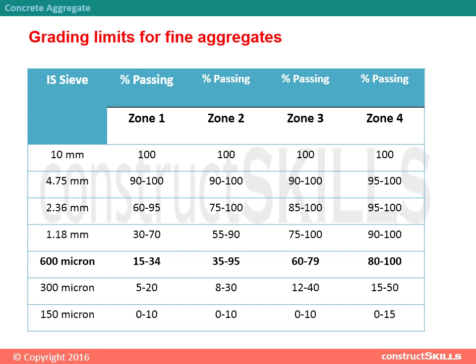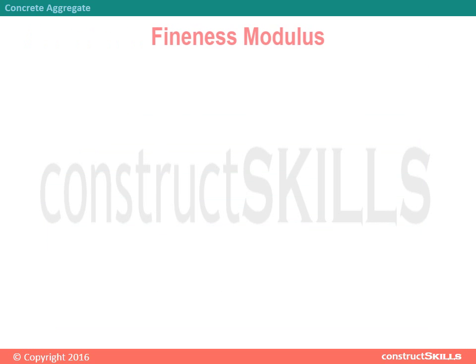15 to 34% passing is Zone 1. 35 to 59% passing is Zone 2. 60 to 79% passing is Zone 3. 80 to 100% passing is Zone 4.